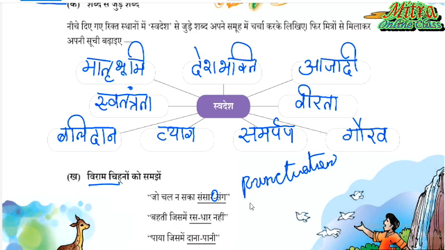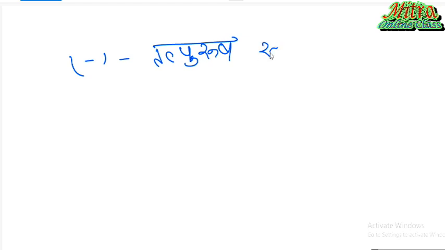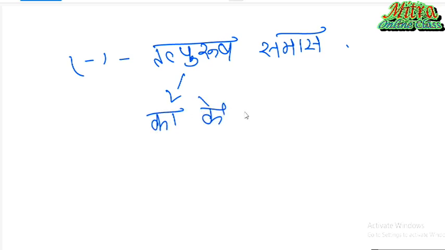In this samas, that are tatpurush samas and different samas, use the hyphens. Hyphen used in the samas, tatpurush samas. So if you want to know more about the samas or karak, then refer our Hindi grammar playlist. Tatpurush samas. In this tatpurush samas, the ka keki. In our book we have that ka keki.